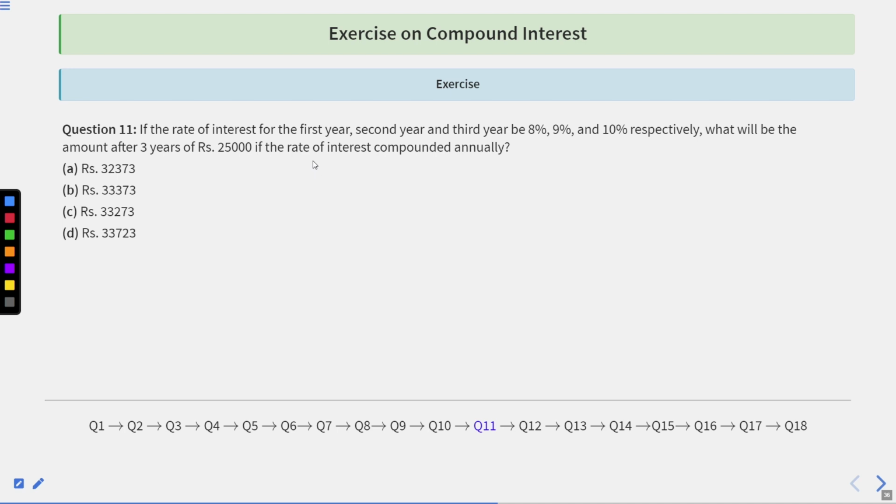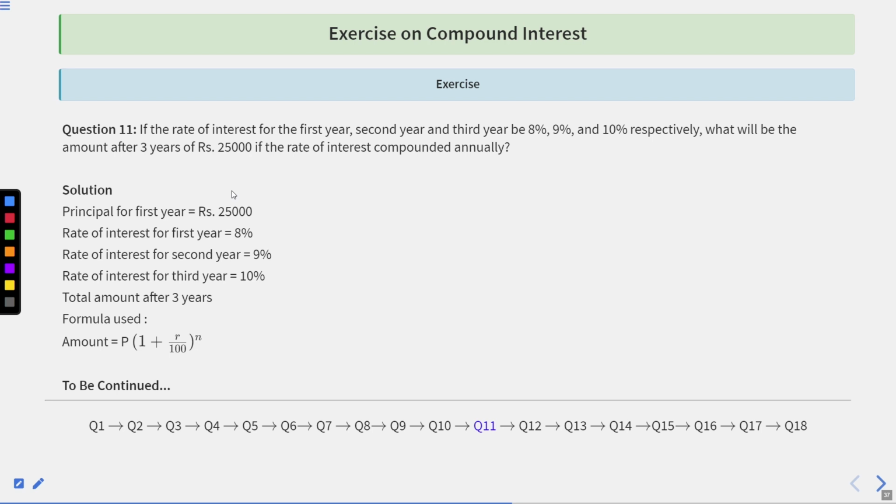Question number 11. If the rate of interest for the first year, second year, and the third year be 8, 9, and 10% respectively, what will be the amount after 3 years of rupees 25,000 if the rate of interest is compounded annually? So the principal for the first year is 25,000 rupees, and the rate of interest for the first year is 8%. The rate of interest for the second year is 9%, and for the third year is 10%.